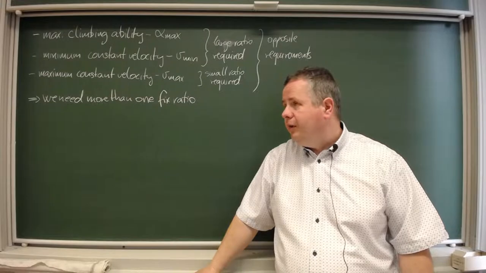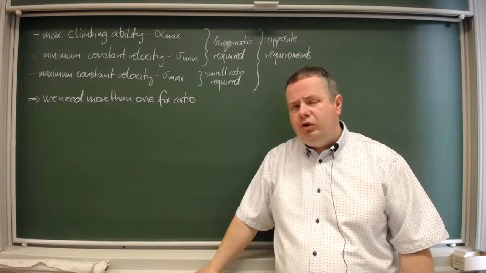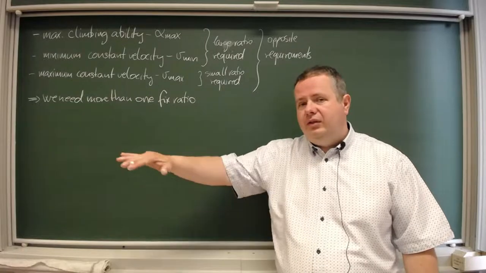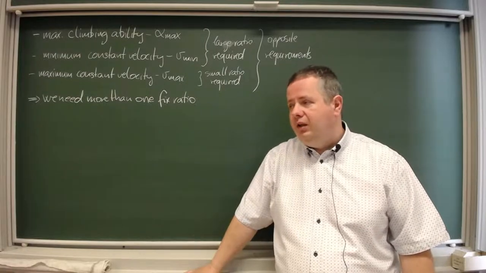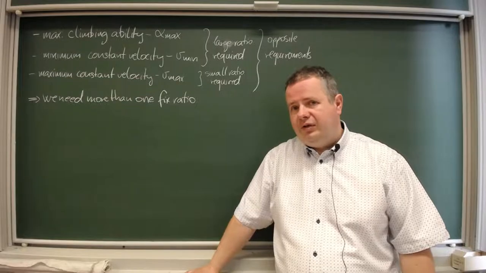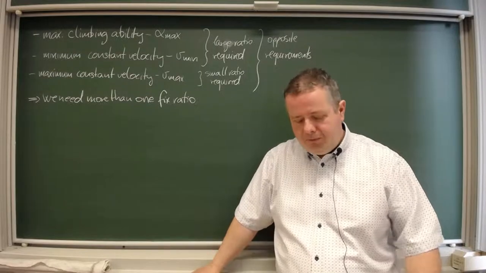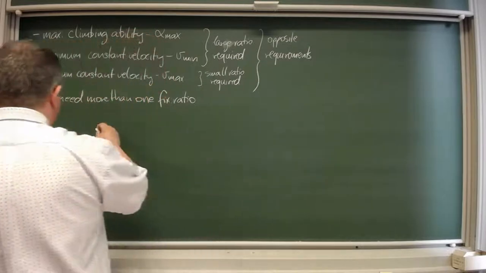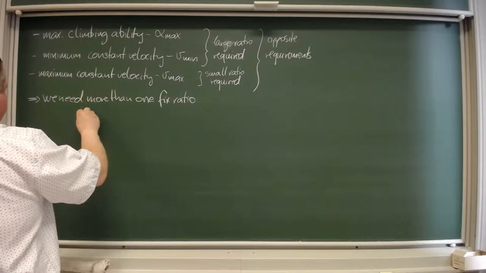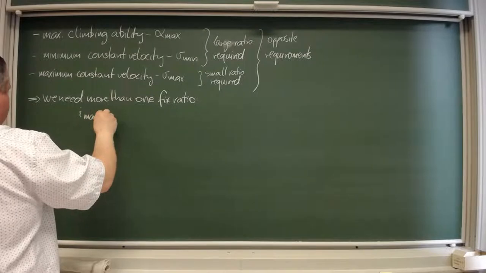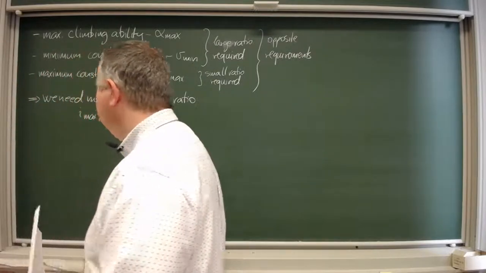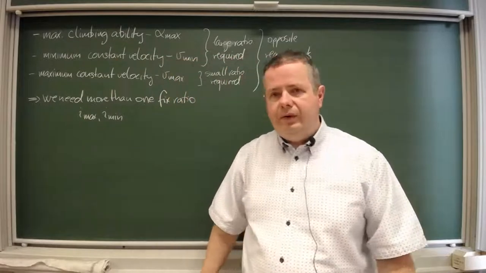I remark that this top speed is usually designed for flat road without any wind that goes against the speed. Okay? So we get I max and we get I min. We get two transmission ratios, roughly.